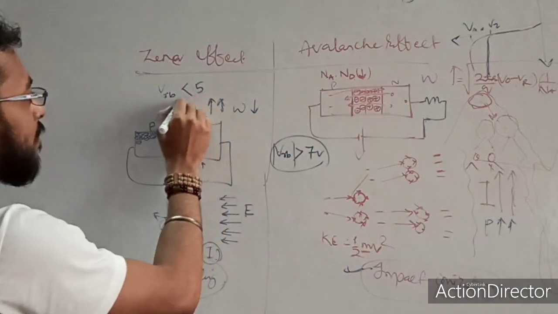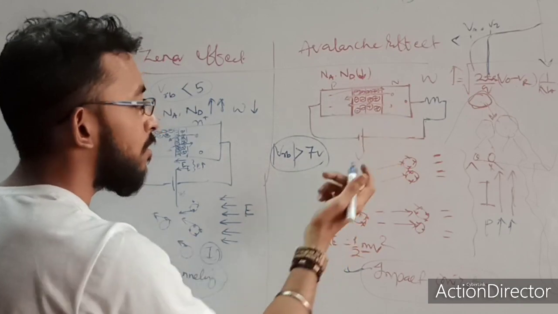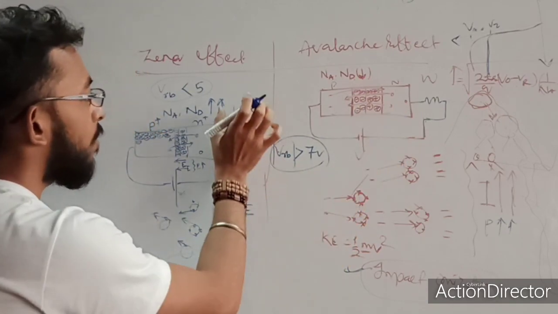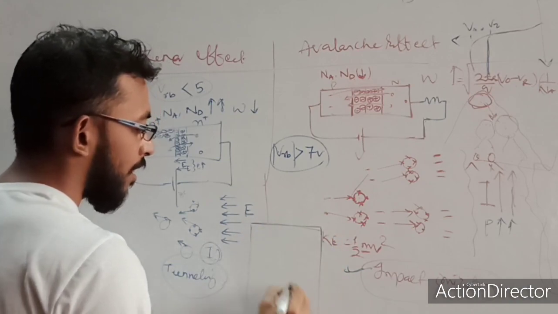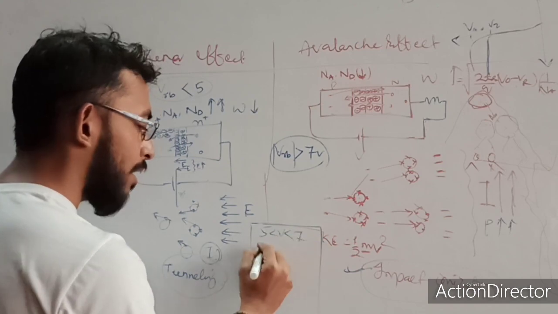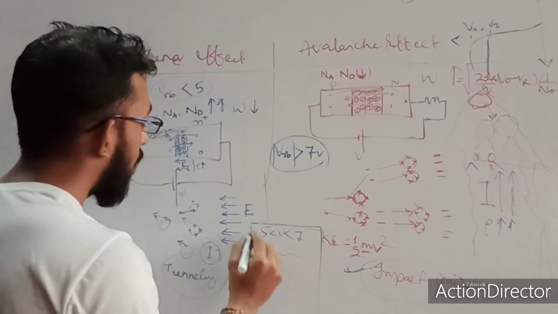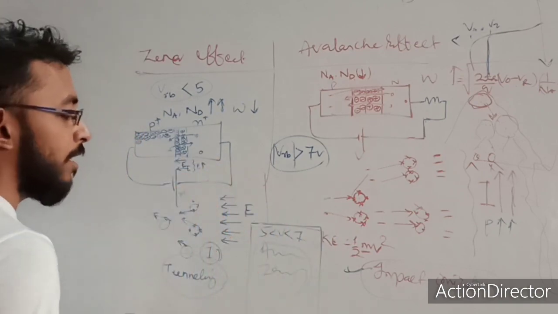When the voltage is less than 5 volt, this is the case, and when the voltage is greater than 7 volt, then this is the case. Then what is the case when the voltage is 5 to 7? In that case, it can be either avalanche or Zener. That depends upon the external circuit that is connected to it.